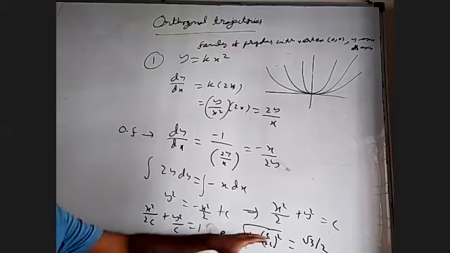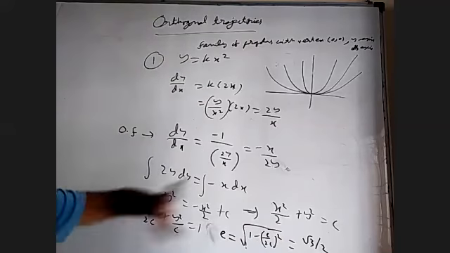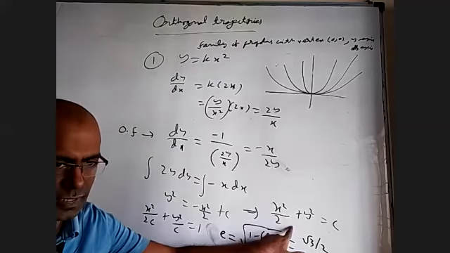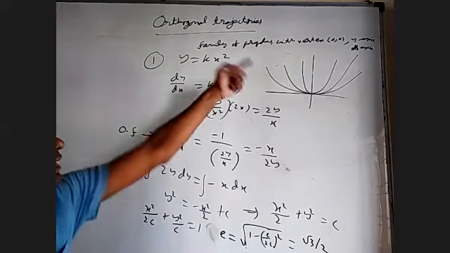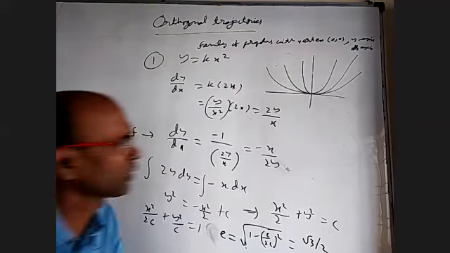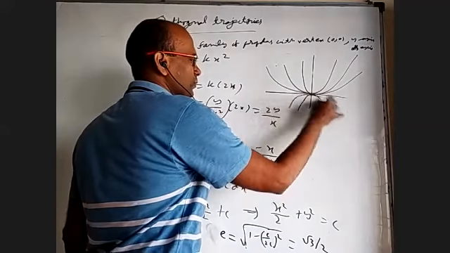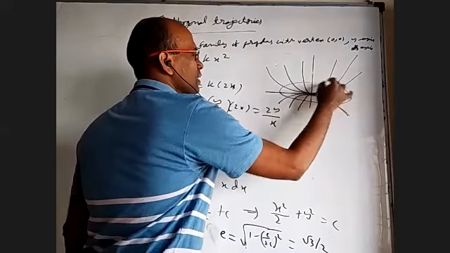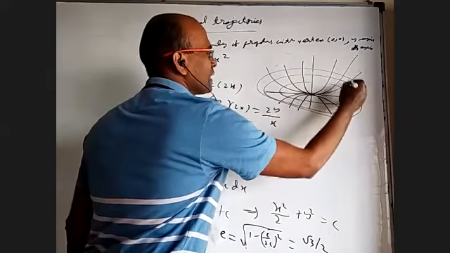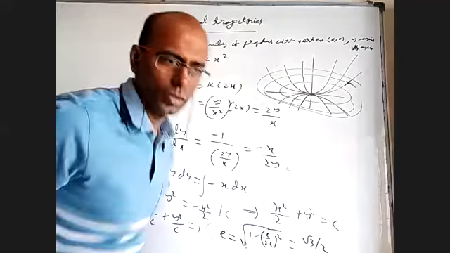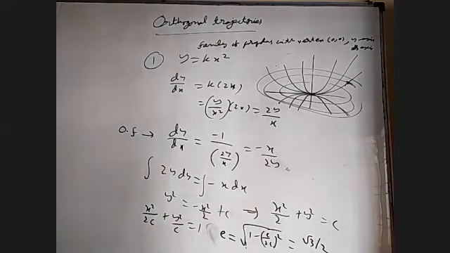But the point is how to find the orthogonal family. Every member in this family of ellipses will intersect every member in this. Anyway, this parabola is not only upward, it is also downward, if k is negative. And your ellipses are like this now. And at every point, they are intersecting orthogonally. Is it clear, everyone?